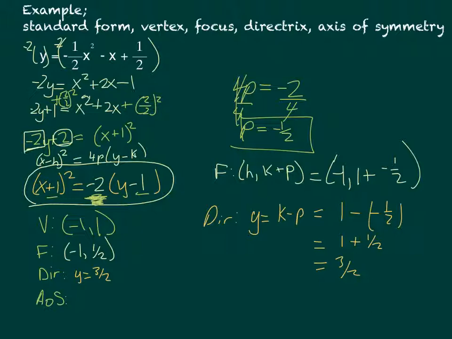And finally, my axis of symmetry. My axis of symmetry is opposite of my directrix. My directrix is a y equals, so that means my axis of symmetry is x equals, and it's whatever x equals in my vertex and my focus. Since -1 and -1 are the x values for my vertex and focus, then x equals -1 is my axis of symmetry. And that would be all of the pertinent information that we need to know.